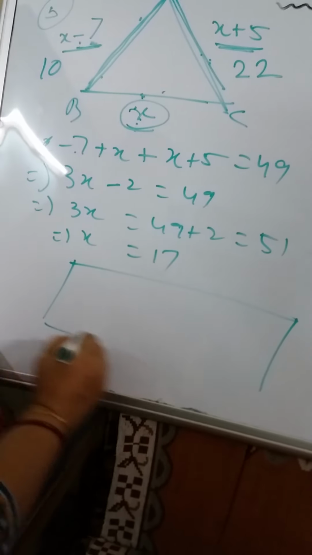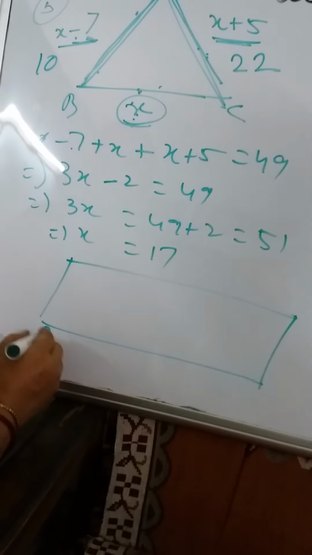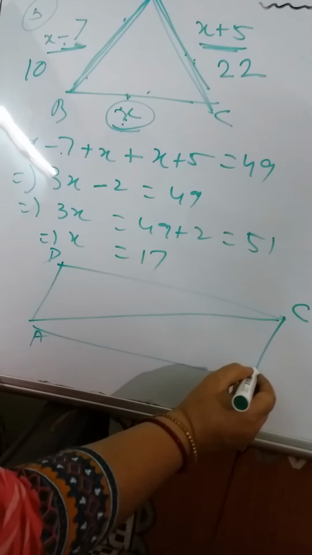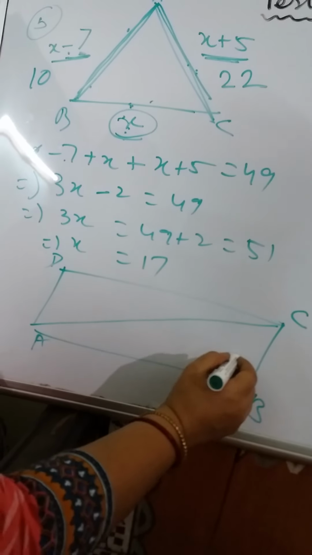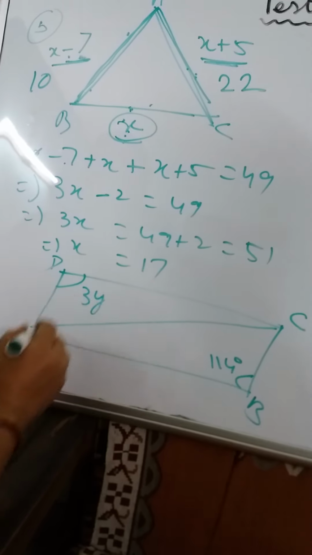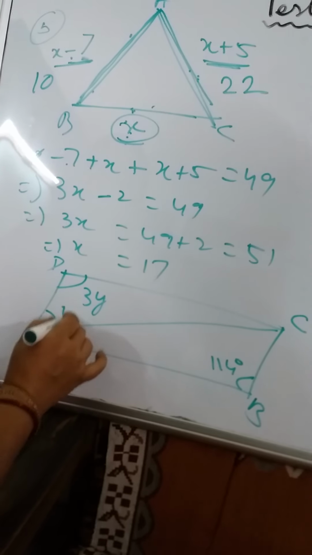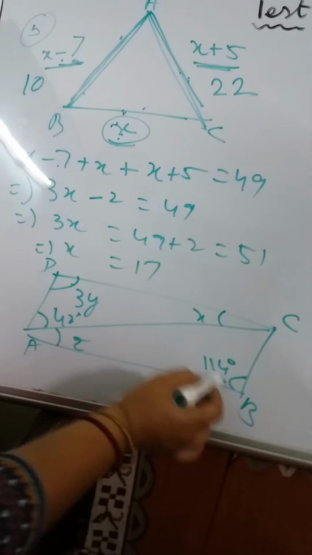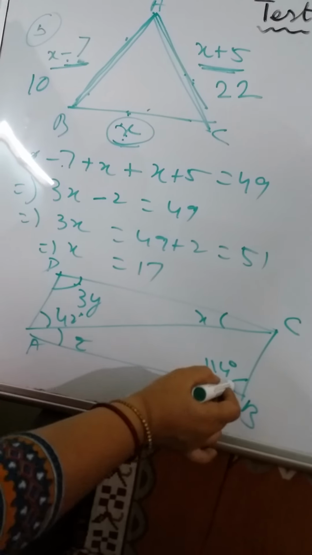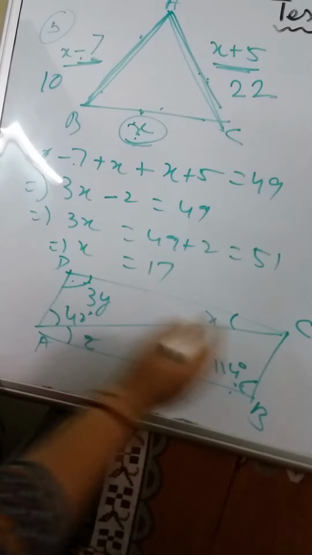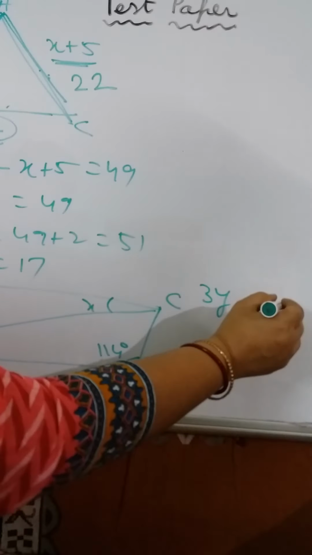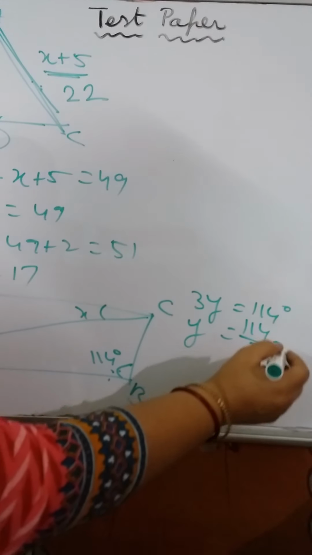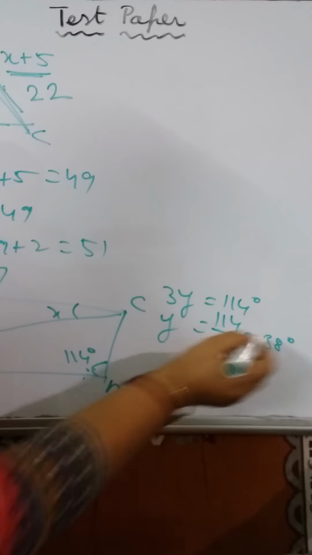A parallelogram is given, and you have to find out the angles. This is 114 degree and this is 3y. And this is 42 degree and this is z, this is x. As it is a parallelogram, angle B and angle D are equal. So that means 3y equals 114. So y equals what? 114 divided by 3, that is 38 degree.